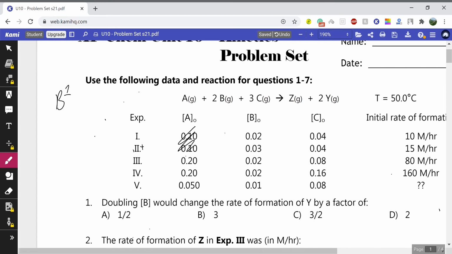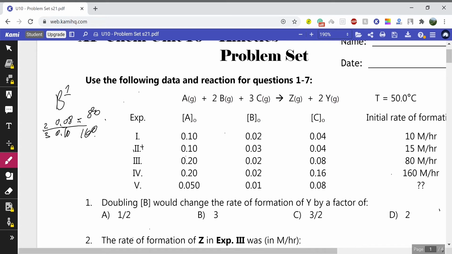Okay, now let's use two different experiments. This time, we can do 3 and 4. This way, 0.2 and 0.2 will cancel out. 0.02 and 0.02 will cancel out, leaving you 0.08 and 0.16 for C. So when we use experiment 2 divided by experiment 3, we'll have 0.08 divided by 0.16 is equal to the corresponding rate, and it is 80 divided by 160.